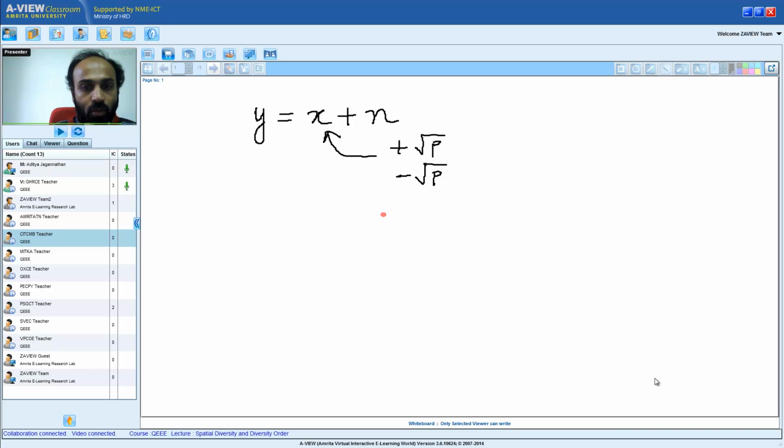Plus square root of p or minus square root of p, where p denotes the transmission power, and this is a BPSK. Remember we said this is a BPSK modulation, and n is the additive white Gaussian noise, of variance sigma square.